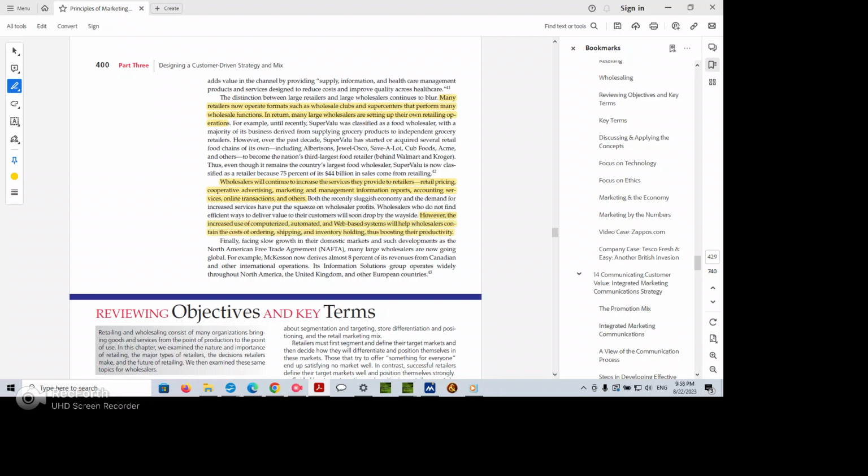So this is really the point of all of that as wholesale. And then the last point I should mention is that facing slow growth in domestic markets and such developments as the North American Free Trade Agreement or NAFTA, many large wholesalers are now going global. Why? Because they can sell more product and they have a greater opportunity to sell more product through more markets. So one term in business is called leveraging a market or expanding out of market. Leveraging meaning you use what you have to expand out or just expanding out.